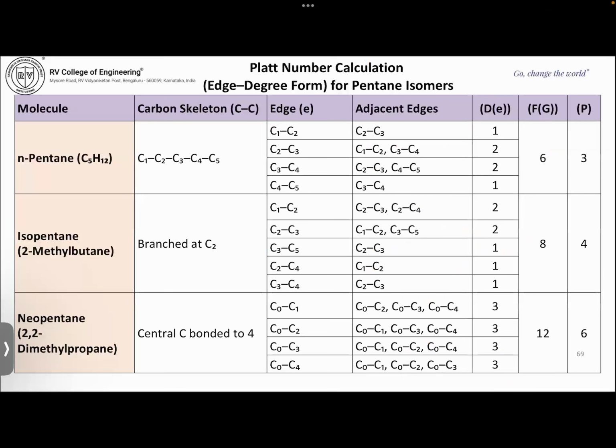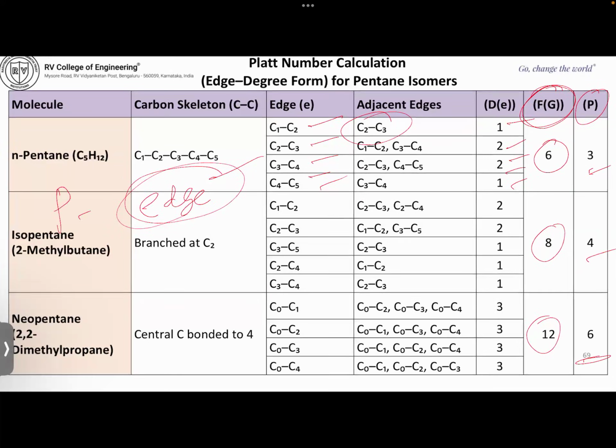So I have just given how to calculate this. First you should identify the skeleton, then identify the edges and the degree of edges. You should calculate 6, 3 and 8, 4 and 12, 6. So this is the normalized plot number and this is the plot number. So this is with respect to edge. Plot number is with respect to edge. Zagreb 1 and Zagreb 2 are with respect to vertex.